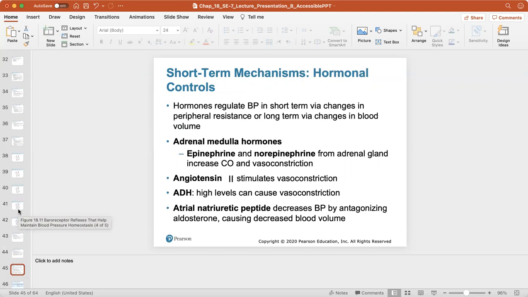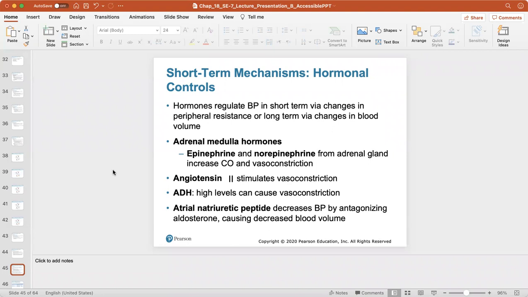Hormonal controls then of blood pressure. Hormones regulate blood pressure in the short term via changes in peripheral resistance. So the adrenal medulla hormones like epinephrine and norepinephrine from your adrenal gland increase cardiac output and vasoconstriction.